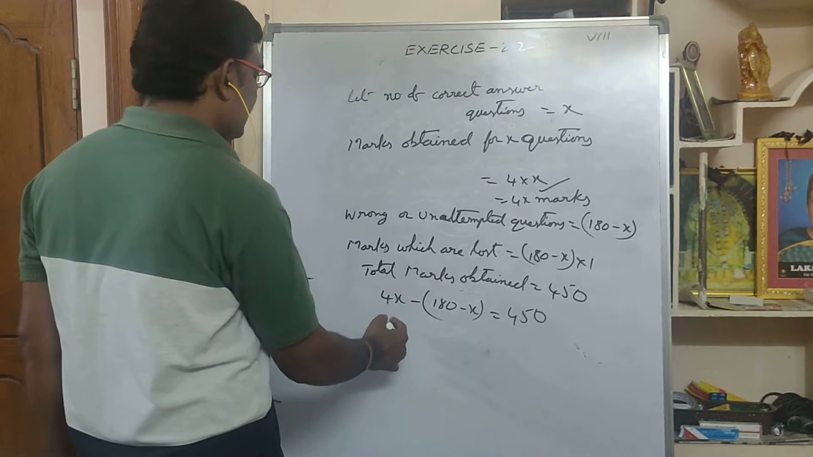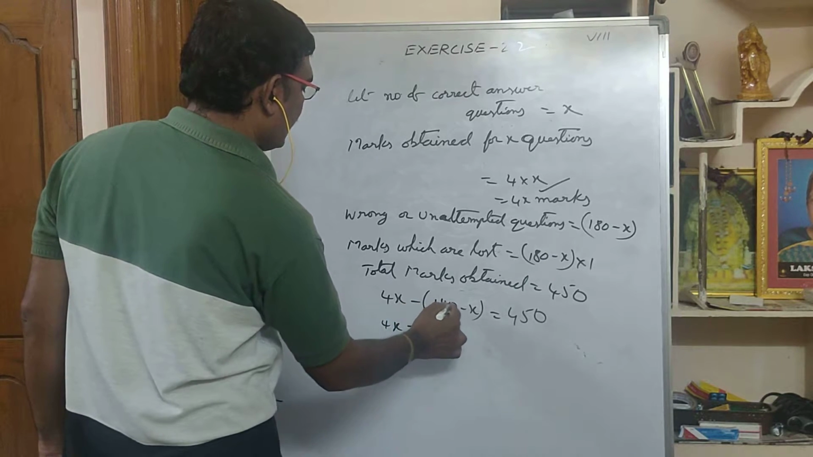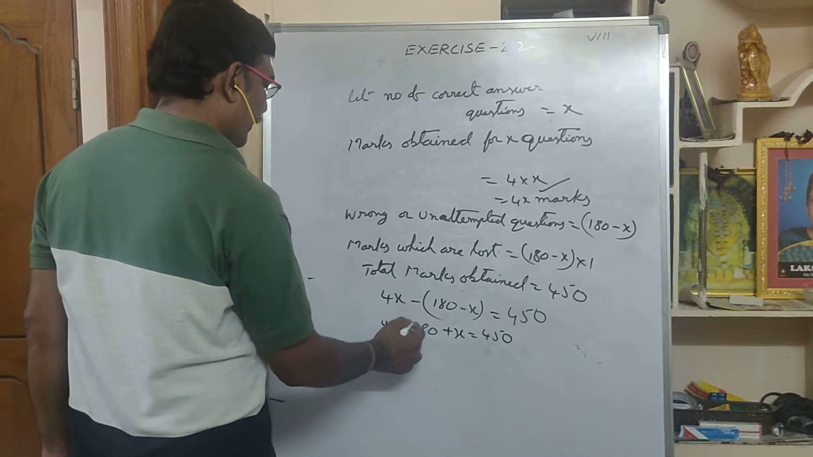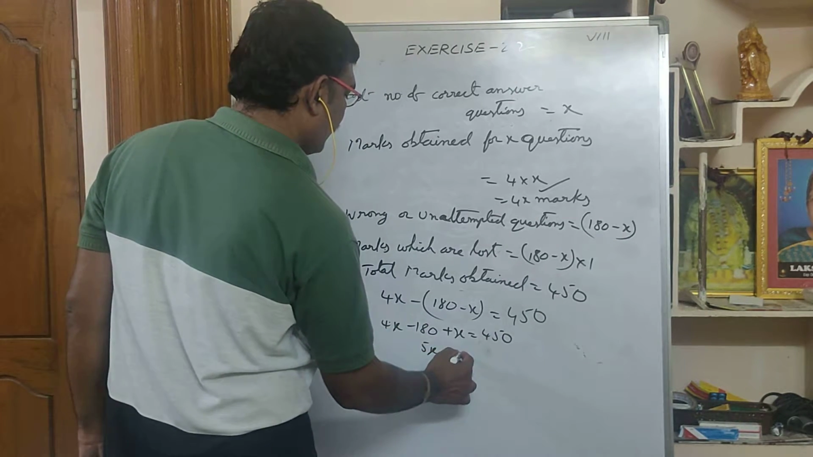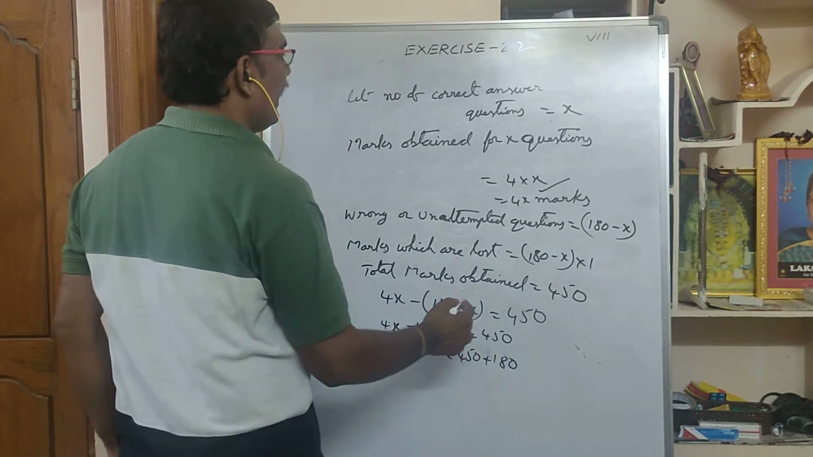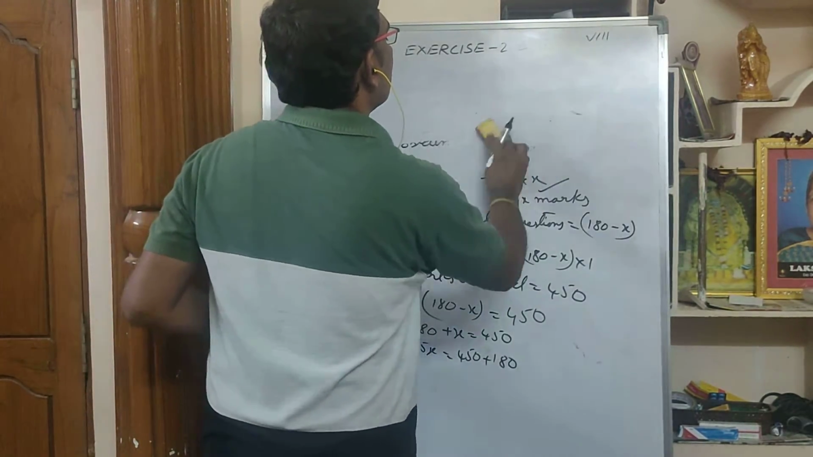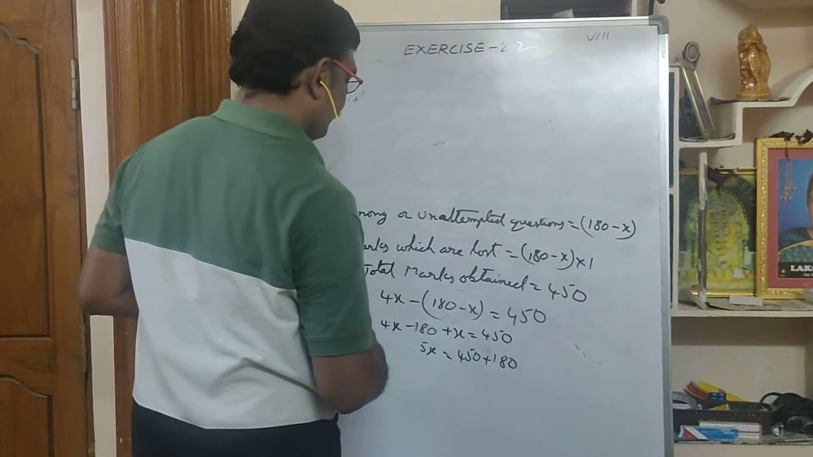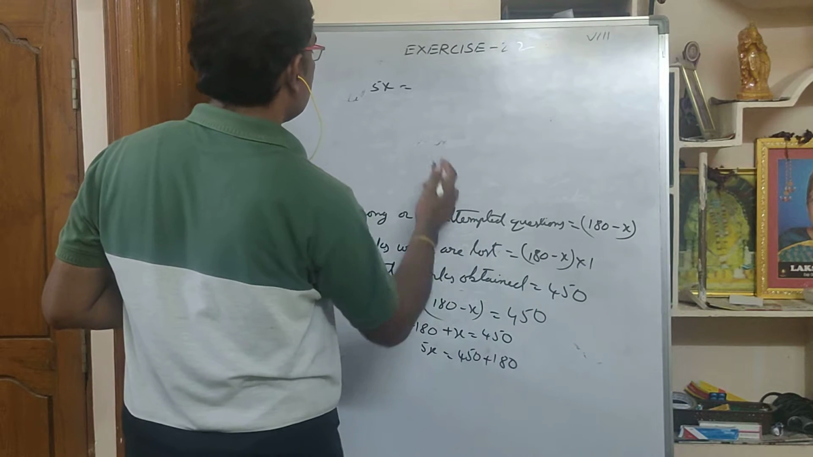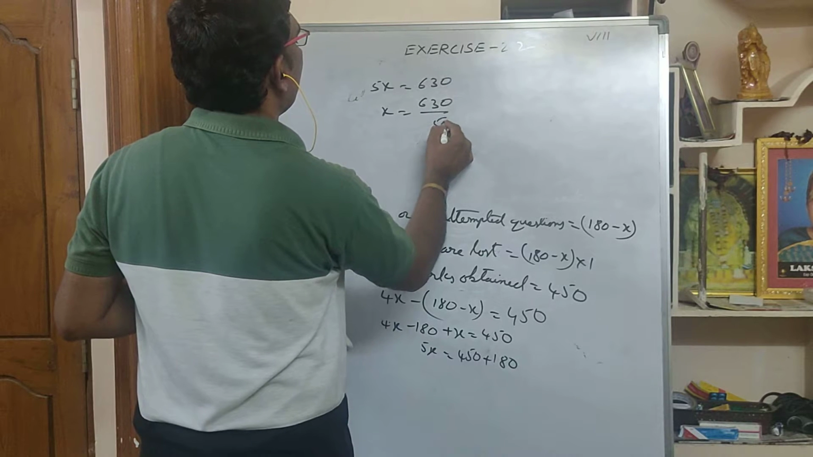So you have to remove the brackets here. 4X minus into 180 is minus 180, minus into minus is plus X, is equal to 450. 4X plus X is 5X is equal to 450 plus 180. If you add, how much are you getting? 5X is equal to 630. X is equal to 630 by 5.